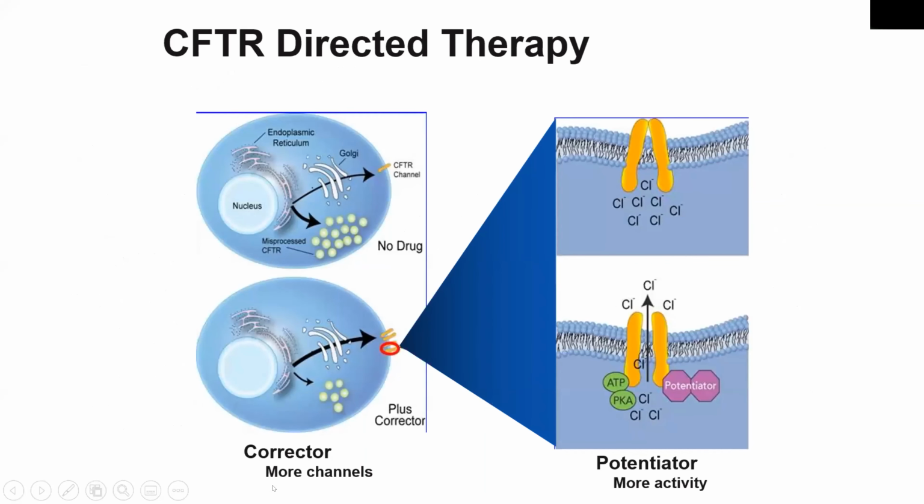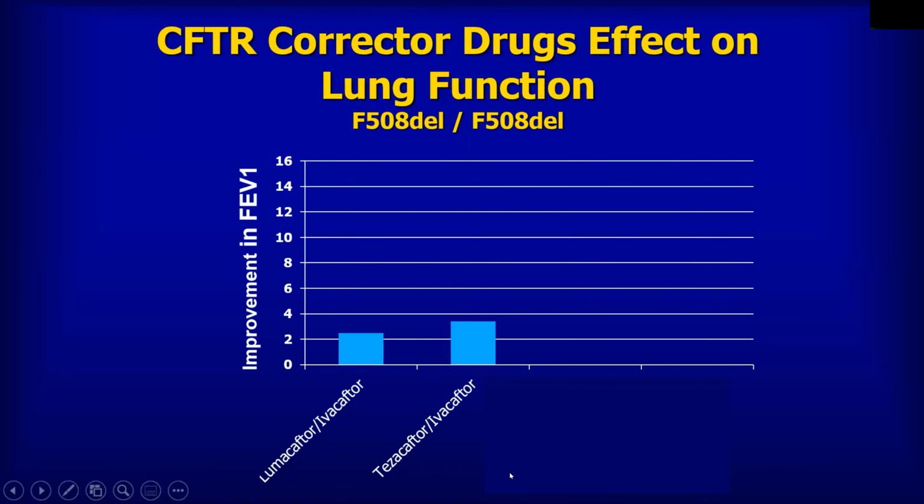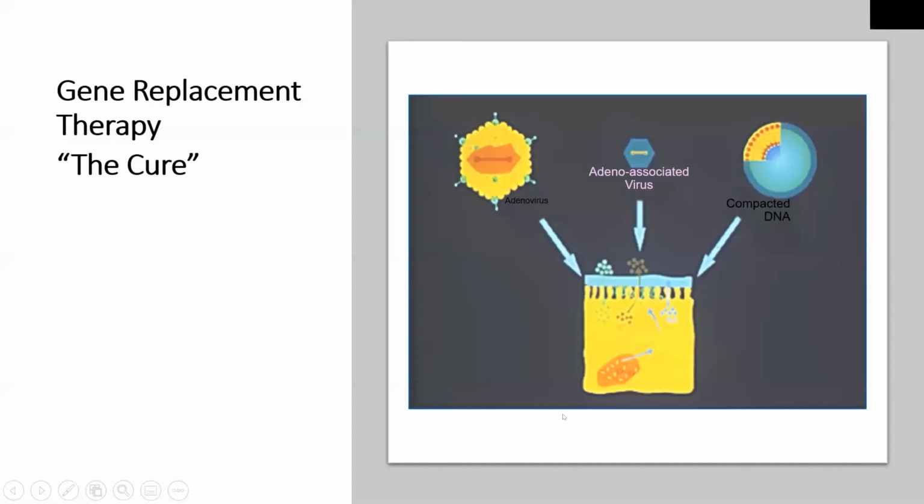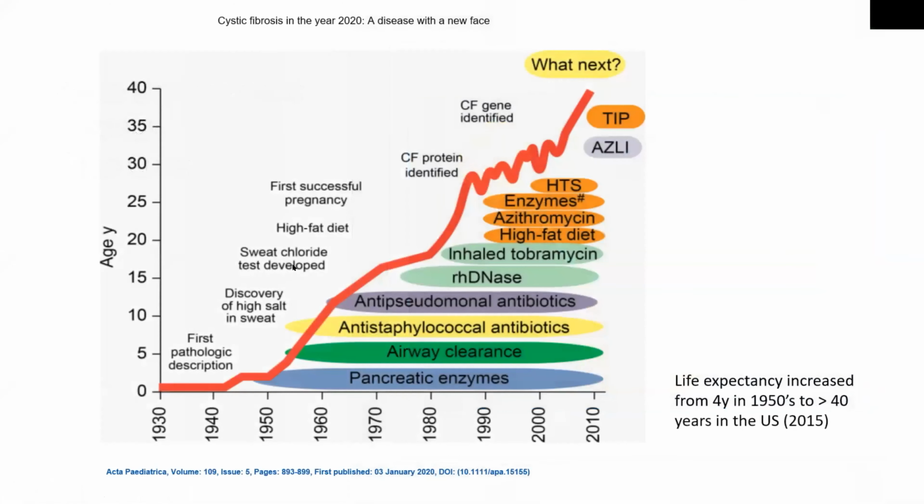So the difference between corrector and potentiator is that the corrector has more channels, the potentiator has more activity, and this is the effect of the correctors improving FEV1 in CF patients. The gene replacement therapy is the anticipated cure to correct or edit the gene causing CF.